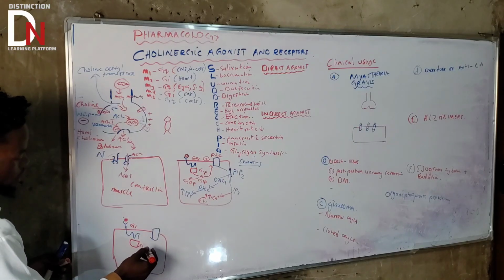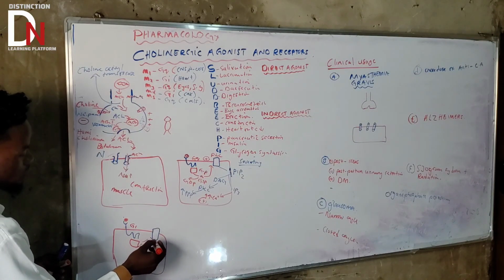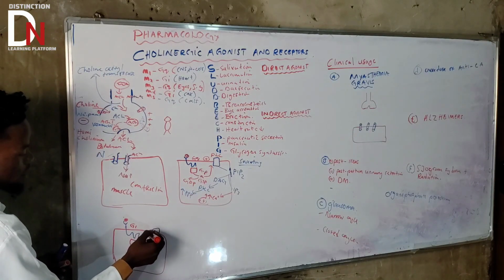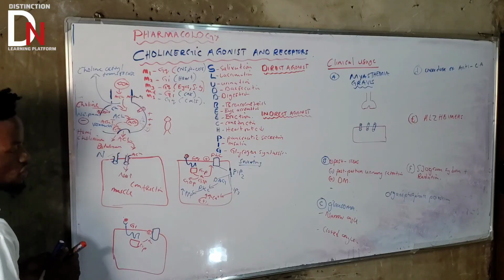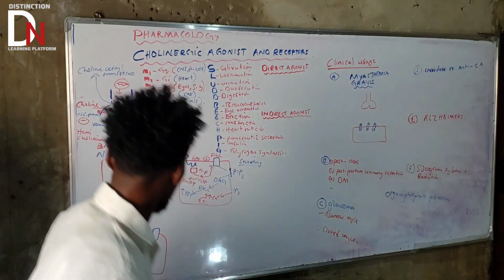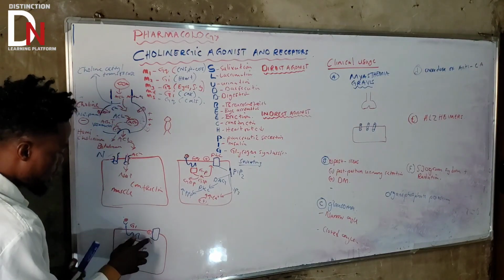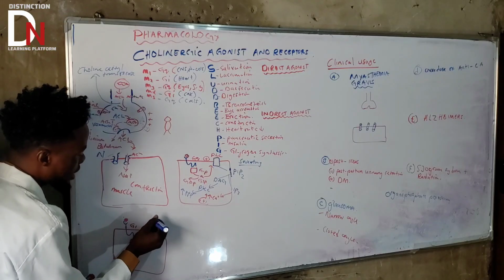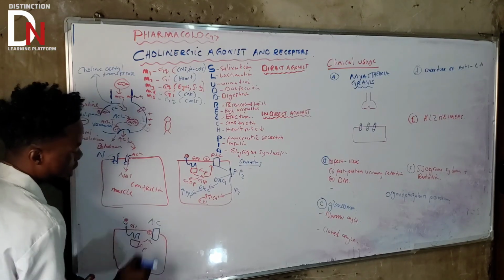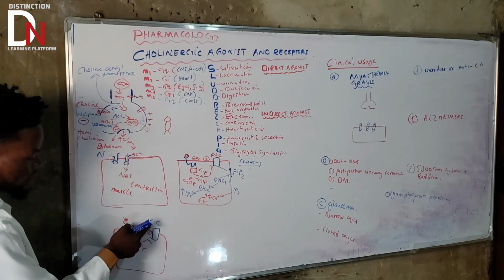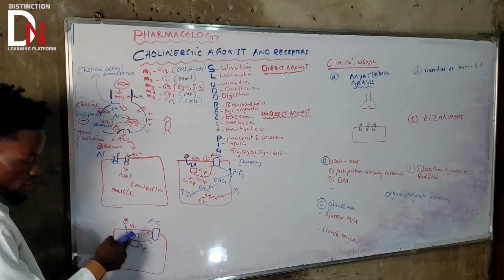Remember that the same thing will happen. This is a G protein. This G protein has an alpha subunit. The alpha subunit that has bound to GTP will go to this enzyme and activate it. But this enzyme is not phospholipase C. It is adenylate cyclase. This alpha subunit will activate the adenylate cyclase. This is a normal thing that happens.